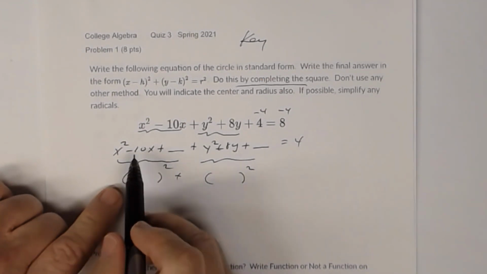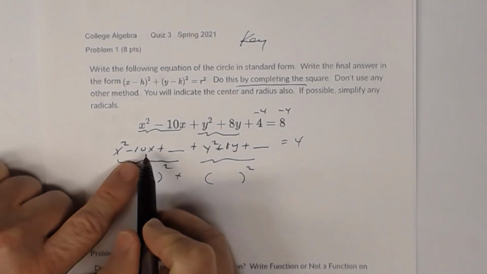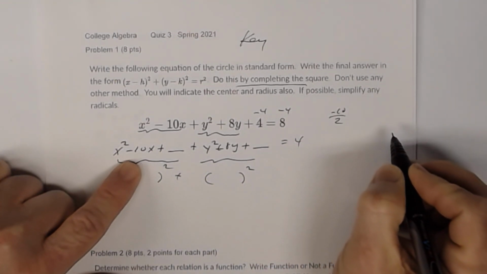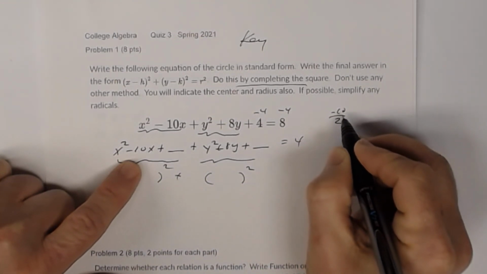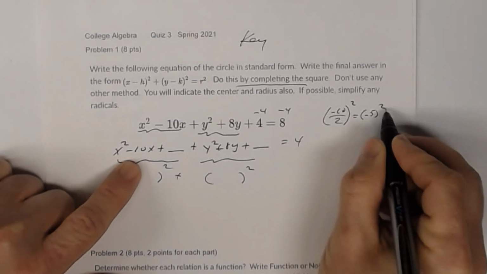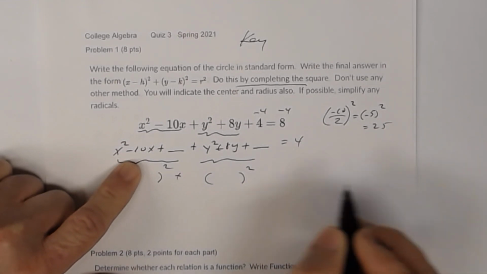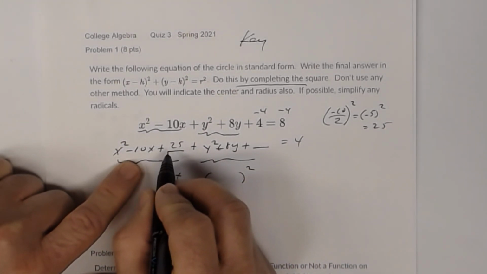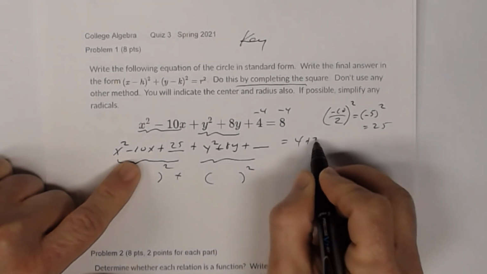All right, so remember what we did. To do that, you take the coefficient of x, which is negative 10, and divide it by 2. It's always divided by 2. Whatever that quotient is, you square that. So this becomes (-5)^2, which is 25. So that's what goes in this blank right here. But whatever you add to one side, you have to add to the other. So I'm going to add 25 to the other side.